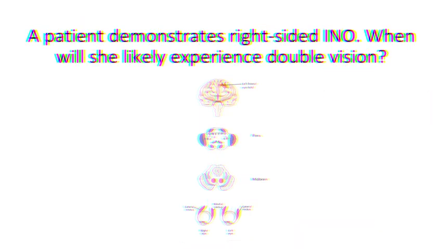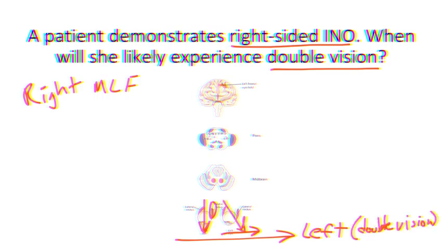Let's say a patient demonstrates right-sided internuclear ophthalmoplegia. When will she likely experience double vision? If you hear the term right-sided INO, you should immediately think of the right medial longitudinal fasciculus. So when a patient is trying to look to the left, the medial rectus muscle of her right eye will not adduct as it should, resulting in the right eye remaining straight and the left eye abducting. So both eyes will be looking at different locations, resulting in double vision. So in answer to our question, with the right medial longitudinal fasciculus being damaged, when the patient tries to look left, they will get double vision.